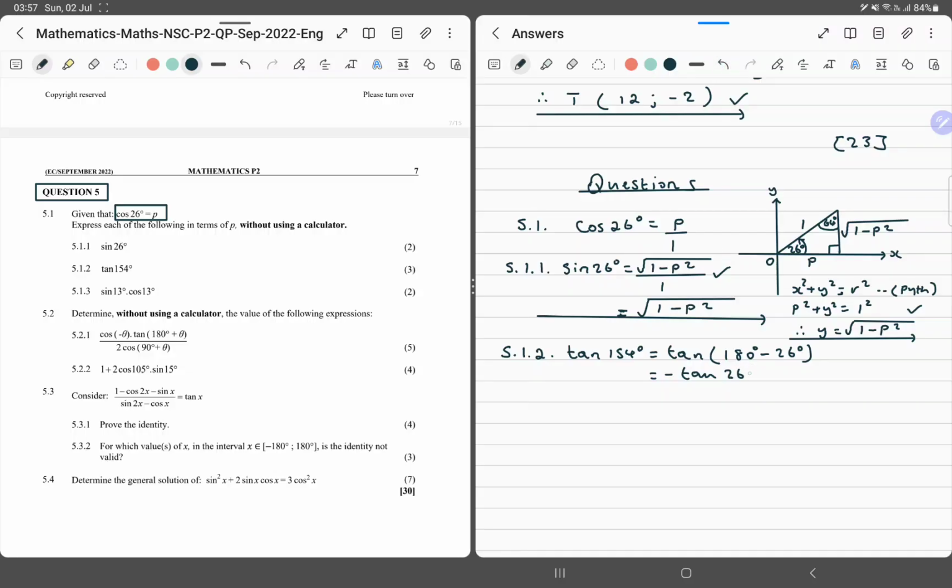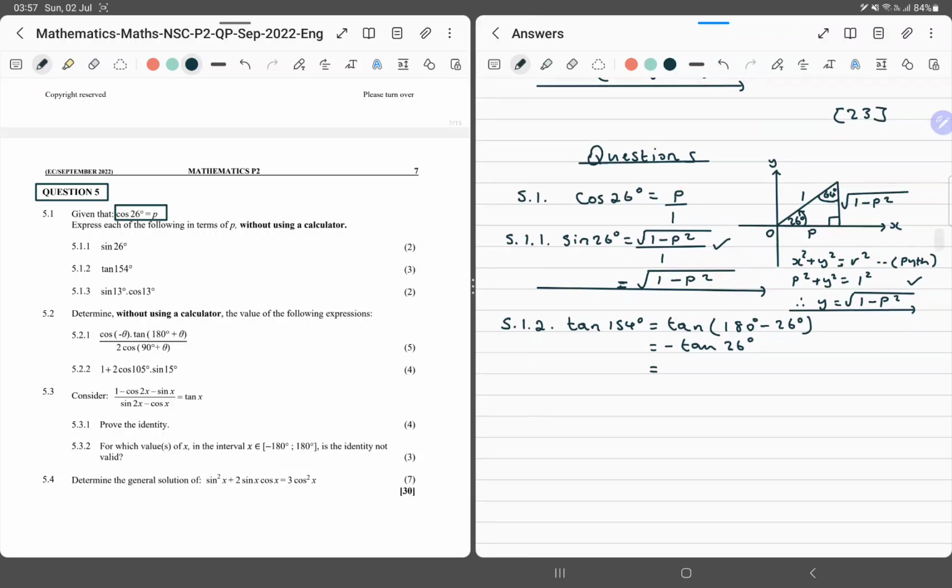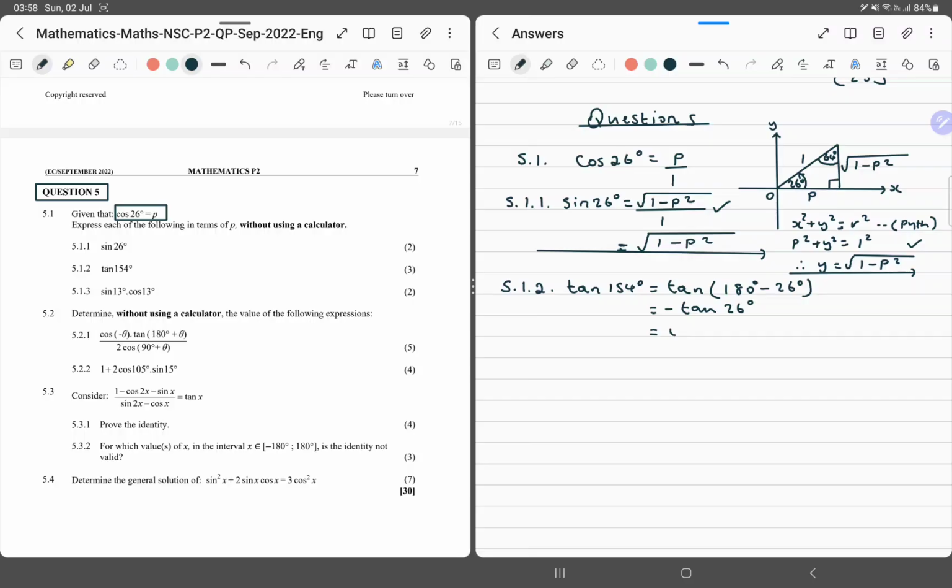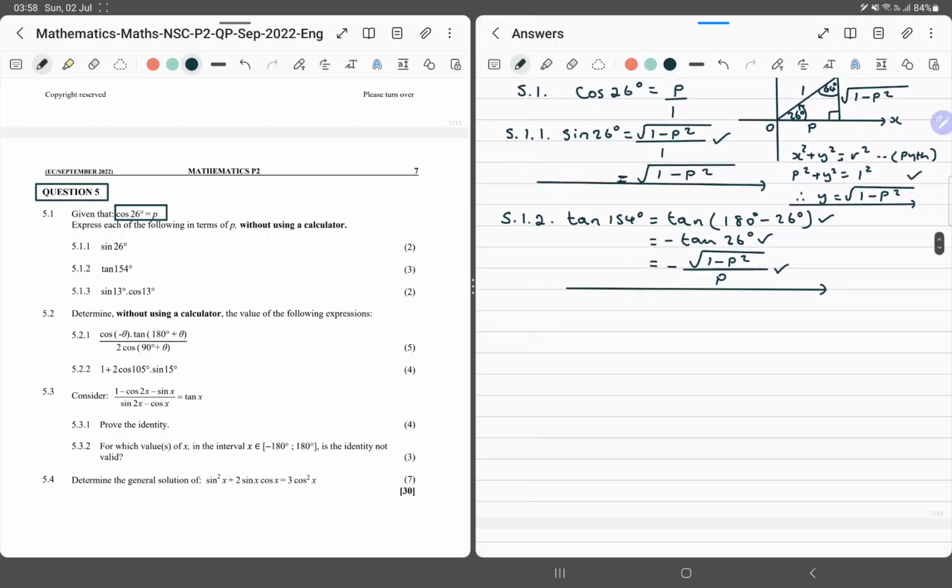Okay, so tan is opposite over adjacent, so the sign is minus. So this is minus the square root of 1 minus p squared all over p, okay? Great, and there's no simplifying this one further, so we leave it like this. How many marks were we scoring? 3 marks, for this part and that part, and those 3 marks look nice like that.